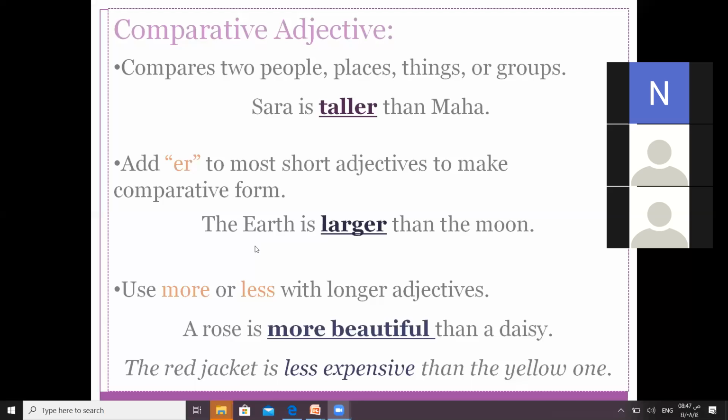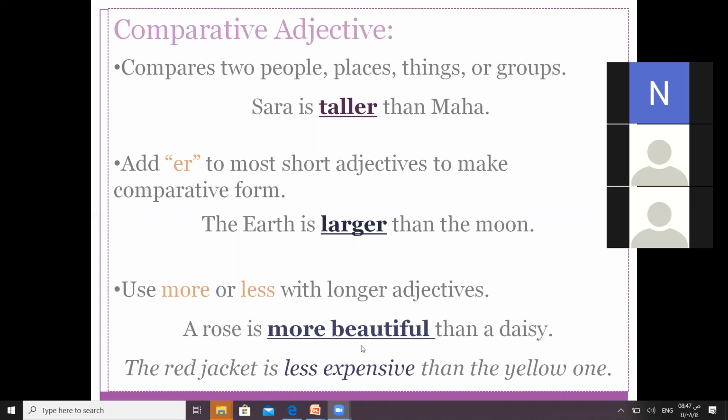Now you'll tell me, teacher, if we have more than one or two syllables, what should we do? Adding ER is wrong; we should use more or less with longer adjectives. Let's have an example. A rose is more beautiful than a daisy. I'm comparing here between a rose and a daisy. Here I'm saying that the rose is more beautiful.